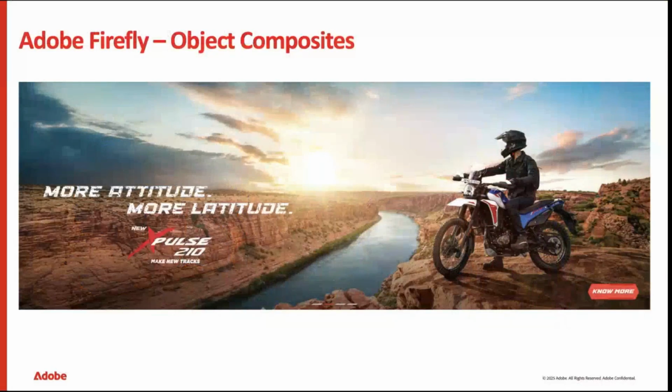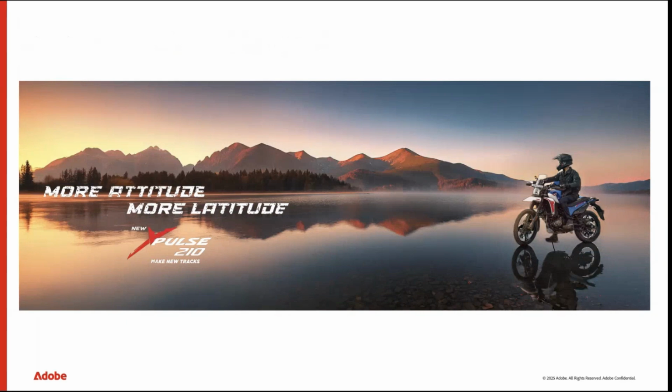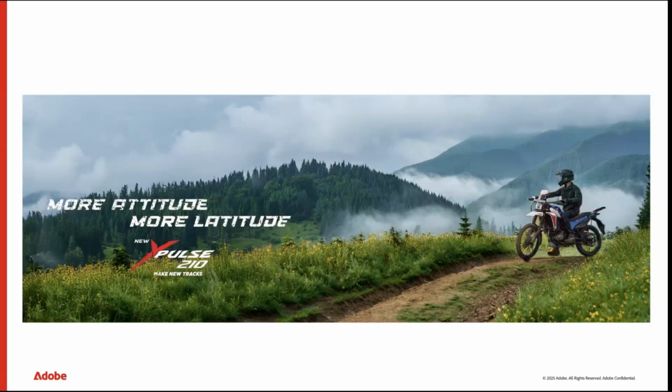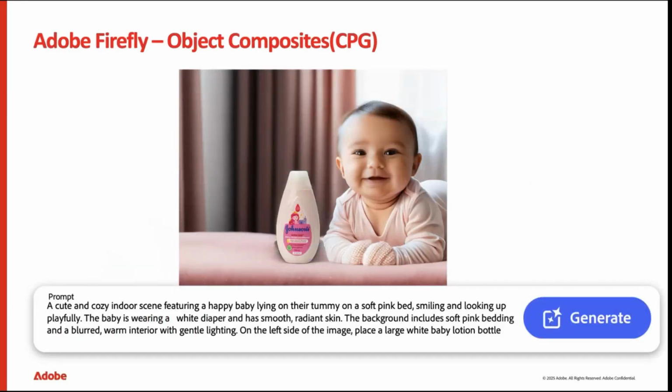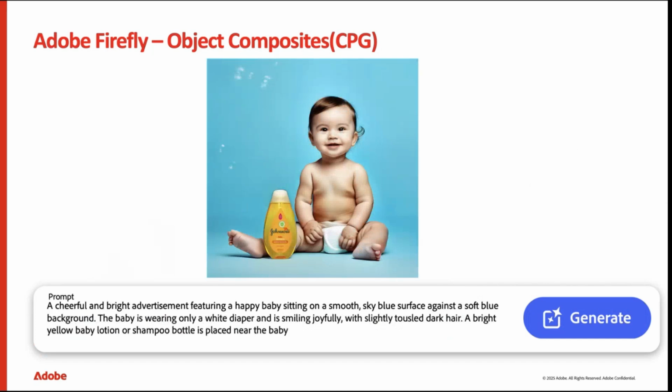Another capability that we have is Firefly Object Composites. Your customer's object can be the center or the star of the image, and you can have multiple generations around it. You can see the same object but with a different background. Personalization is what customers are looking for today, so they can have different geographies painted around the same object. Another example would be having the product at the center, putting in a prompt, and getting great looking results with object composites.